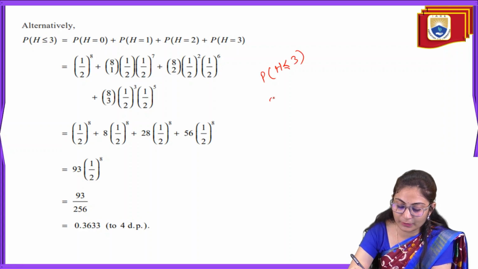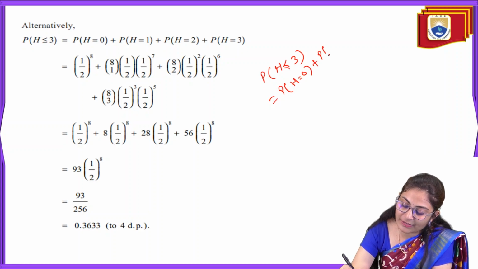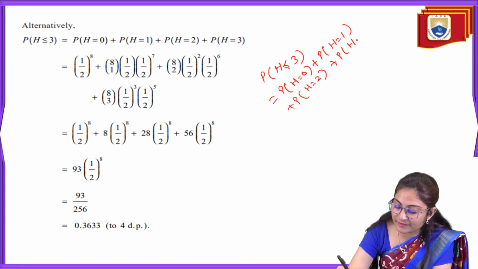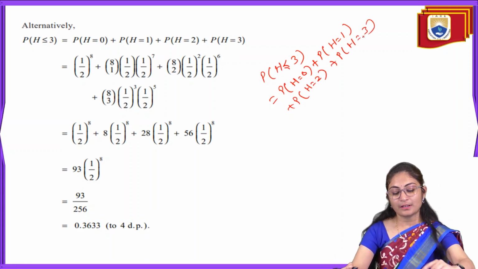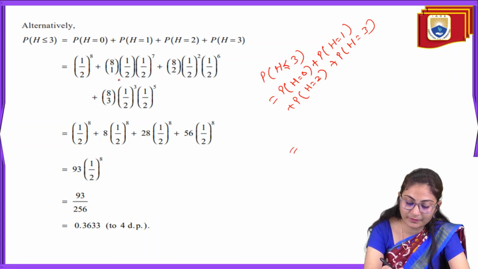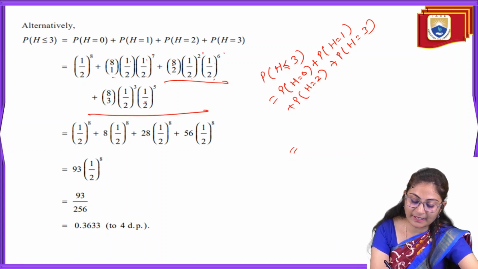Then P of H less than 4 is equal to P of H equal to 0 plus P of H equal to 1 plus P of H equal to 2 plus P of H equal to 3. Here we are finding the probabilities like 1 by 2 power 8, 8C1 times 1 by 2 times 1 by 2 power 7, then 8C2 times 1 by 2 power 2 times 1 by 2 power 6, then 8C3 times 1 by 2 power 3 times 1 by 2 power 5.